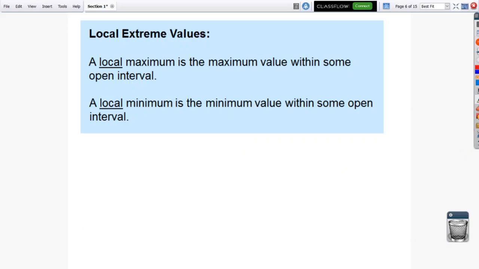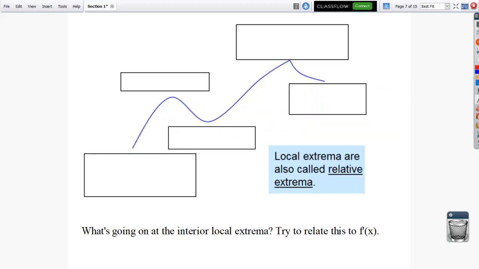Now, keep in mind, since we're talking about an open interval, you're not guaranteed to have local extrema, but you could have them. They can occur. You're just not guaranteed to have them. So there's a difference between the extreme value and us looking for the local extremes. So I have a picture here for you, and you can actually see where you have minima and maxima.